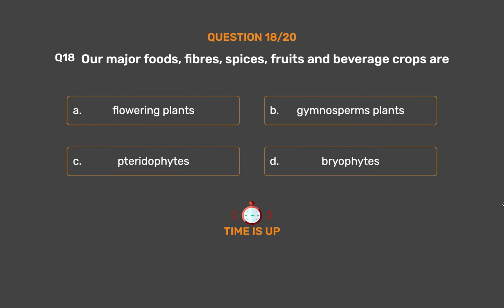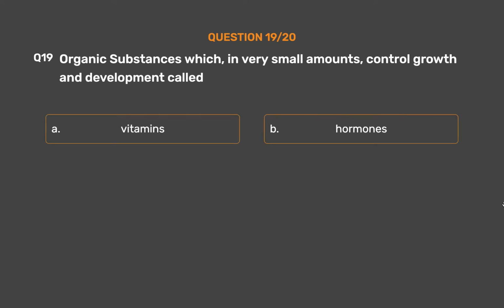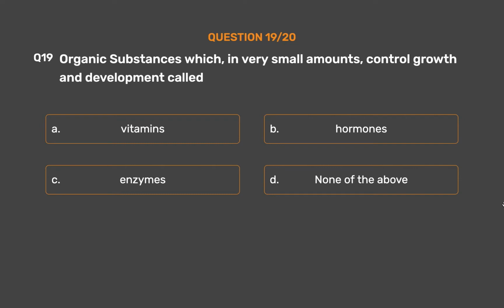The correct answer is Option A. Flowering plants. Question number 19. Organic substances which, in very small amounts, control growth and development are called Option A. Vitamins. Option B. Hormones. Option C. Enzymes. Option D. None of the above.